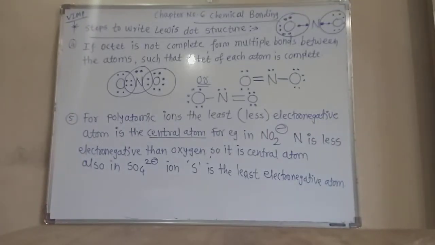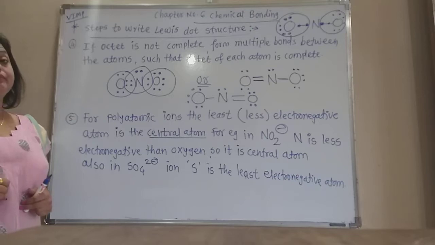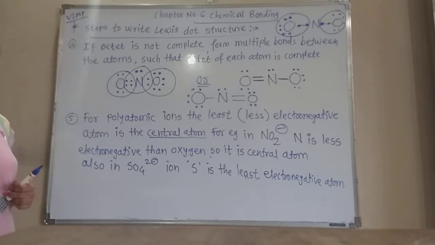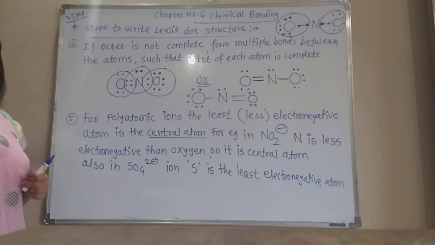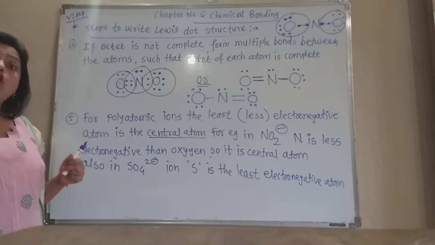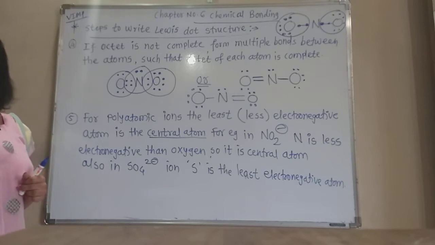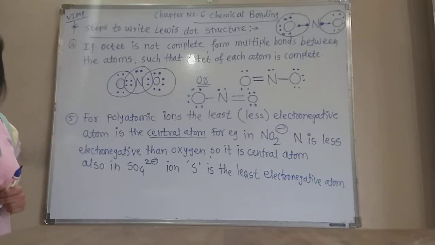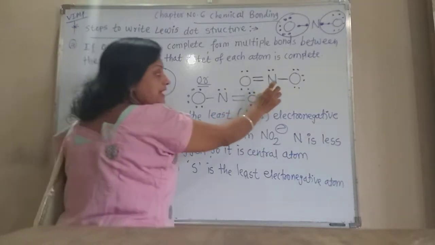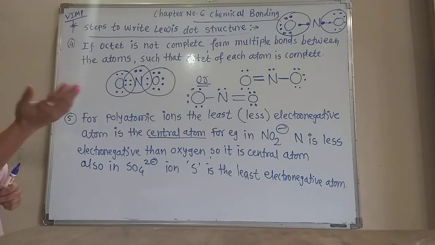Now the next rule is for polyatomic ions. This is also a polyatomic ion, more than 2 atoms are there. For a polyatomic ion, the least electronegative atom is the central atom. You know electronegativity means the power or tendency to attract the shared pair of electrons towards itself. So oxygen has very strong power to attract electrons. So oxygen is a more electronegative atom than nitrogen. So I show nitrogen as the central atom and oxygens around it.